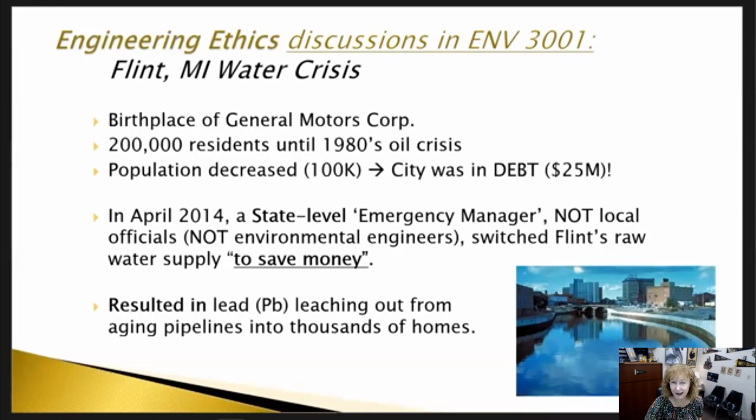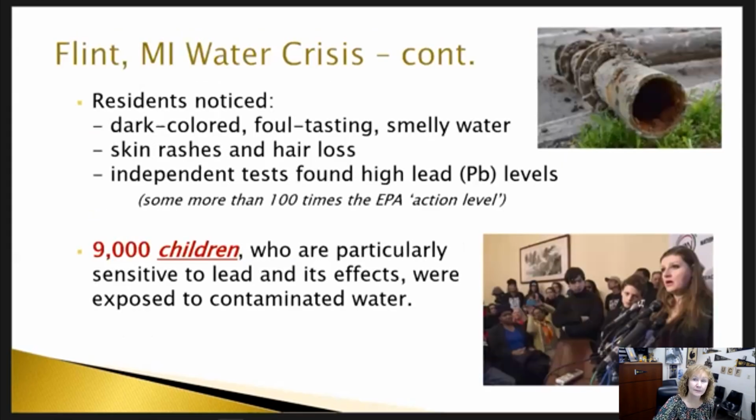The problem is that when they did that, there's a lot of chemistry involved, a lot of old pipes and stuff. And when they changed that raw water supply, big problems happened. Lead basically leached into the water supply. Residents started seeing dark, disgusting, smelly water. They were getting rashes, their hair was falling out. And there were just very high levels of lead in the water. 9,000 children were impacted by this. Little babies, their systems just cannot handle lead exposure.